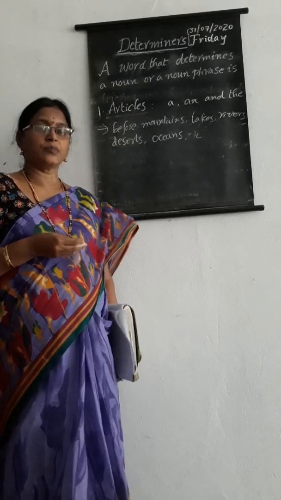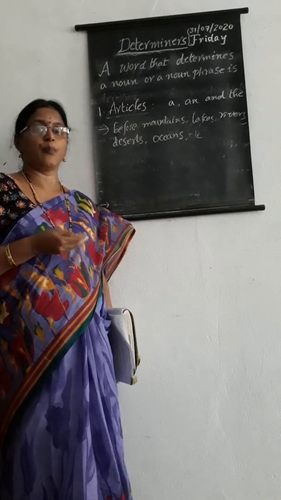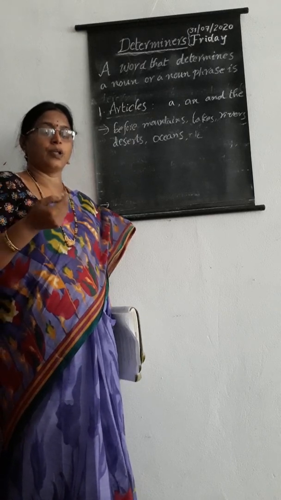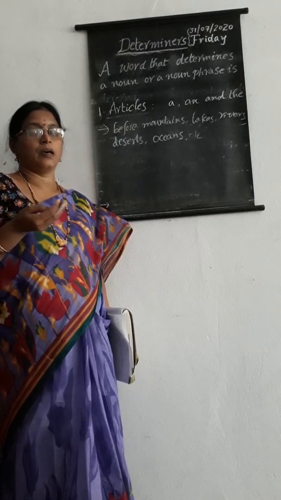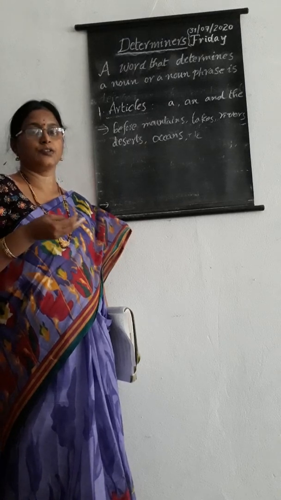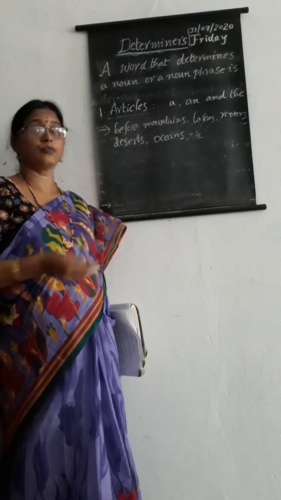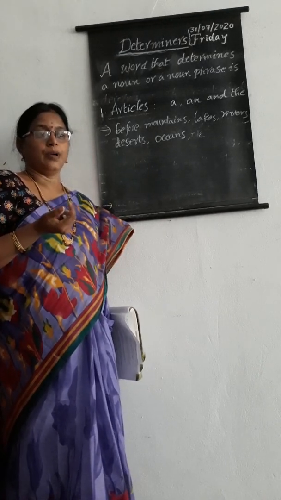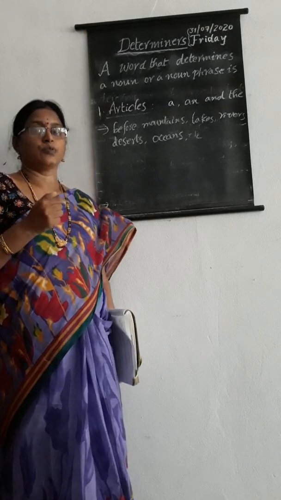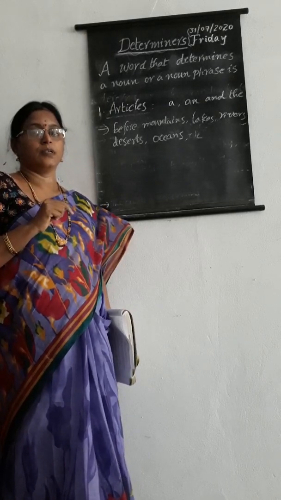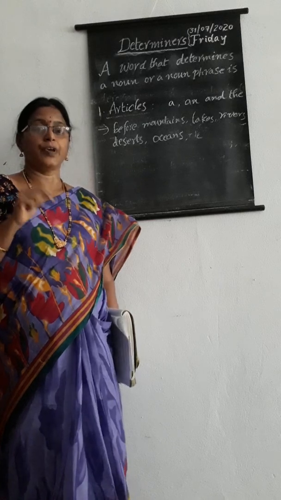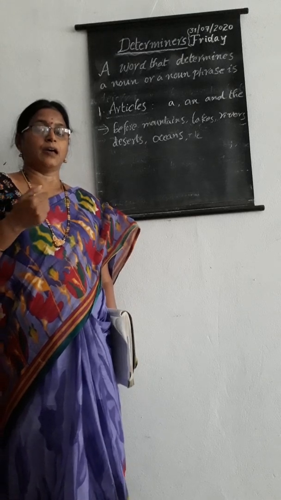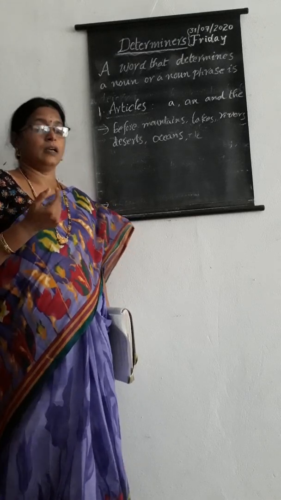Next, sometimes we have to use the before positive degree and comparative degree also. The great king, the smaller shoe, the higher you go, the cooler you get, the more you know, the more you forget, the less you know, the less you forget, like that. We have to use the definite article the before positive and comparative degrees also. Next, to indicate a whole class, we have to use the definite article the. The cow is a useful animal, the dog is a faithful animal. Before musical instruments, we have to use the definite article the: the veena, the piano, the tabla, like that.